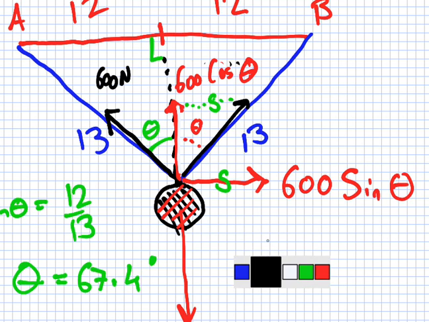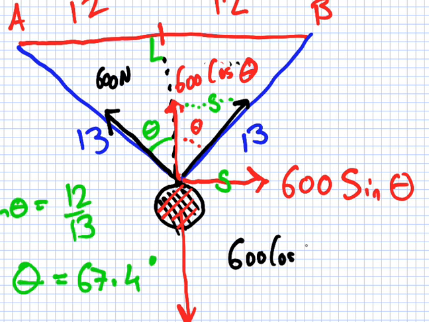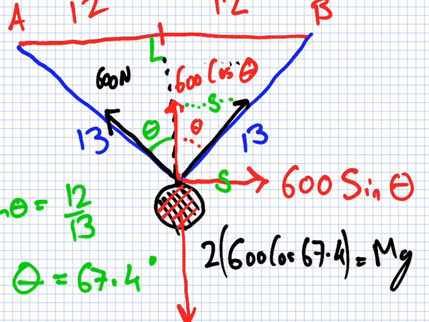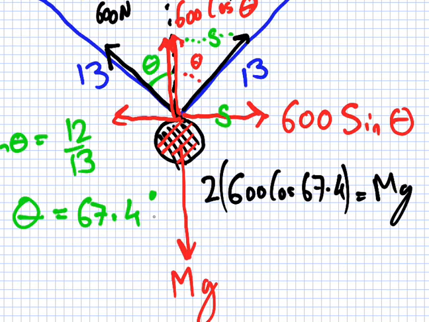Actually, this question isn't turning out to be so difficult because I can just say 600 cos 67.4 must equal mg. No, times 2, thank you. Of course times 2 because there's 2 of them. There's 600 sine this way and 600 cos this way. So what do you get for the m here? 47. 47 kg? Yeah.